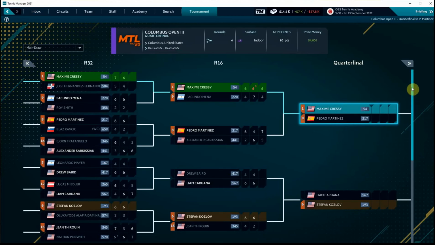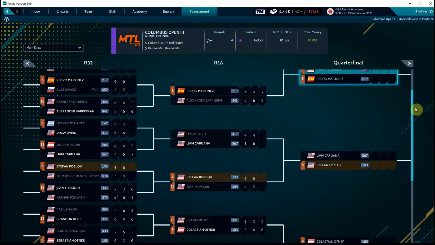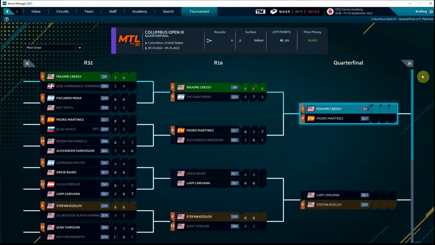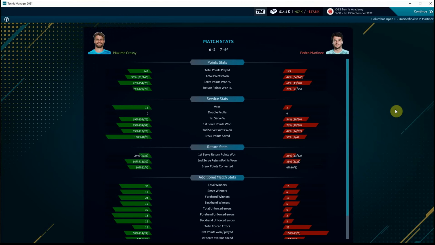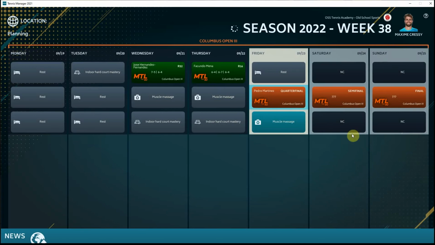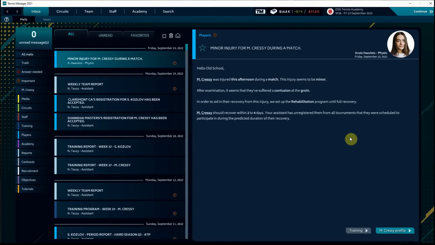Maxime is playing the 8th seed, and Stefan now has a bit easier of a draw with an unranked player, 567th in the world. We're going to simulate these quickly also, just to see if we can move on. 6-2, 7-6 win for Maxime. Oh. Although, unfortunately, Maxime suffered an injury. Oh, he should recover within 2 to 4 days, so that is hopefully not too bad.